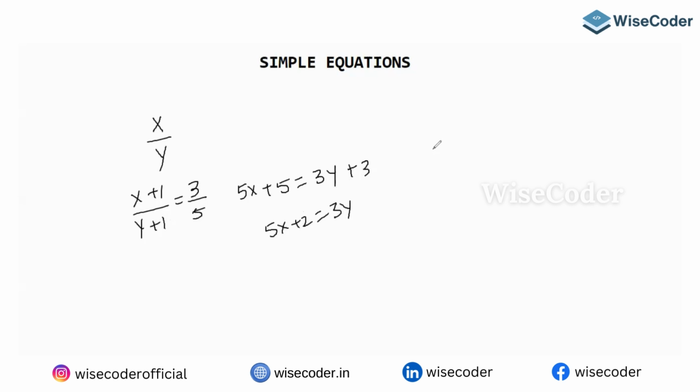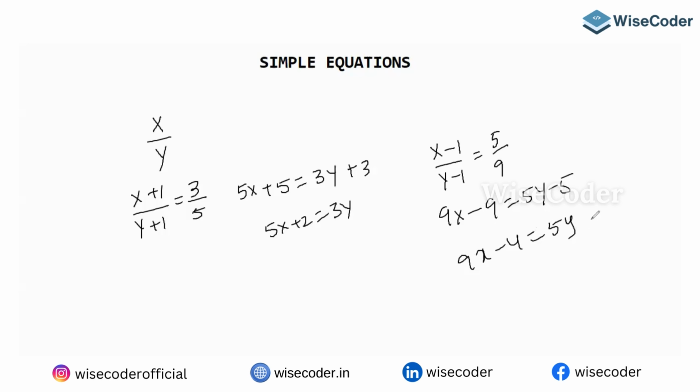But what is happening on the other hand? x minus 1 by y minus 1 equals 5 by 9. So if you calculate this, 9x minus 9 equals 5y minus 5. If you rearrange the equation, you will get 9x minus 4 equals 5y. So let's say this is equation 2 and the other is equation 1. Now try to solve these two equations. 5x plus 2 equals 3y, 9x minus 4 equals 5y. Try to solve this.